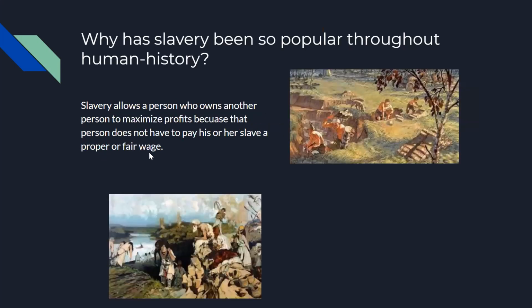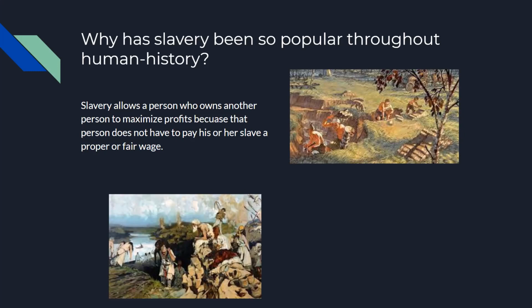Let's move on. Why has slavery been so popular throughout human history? So the first thing that I want to note is America was not the first country, place, or civilization with slavery. African people were not the first people to be held in slavery. Slavery is one of the oldest institutions in the world. And why slavery is so popular is because slavery allows a person or a country to own people and maximize profits because those persons do not need to be paid.